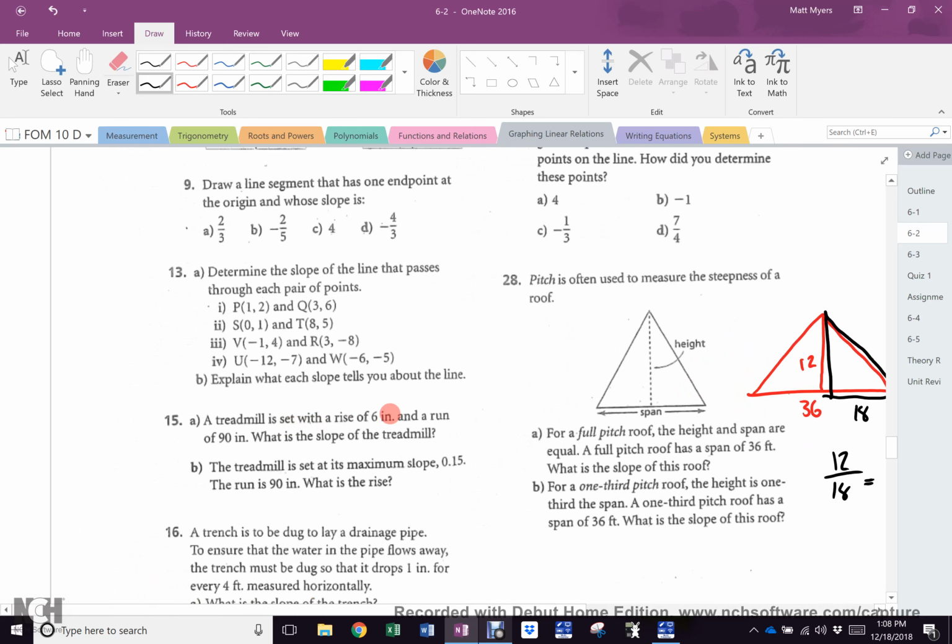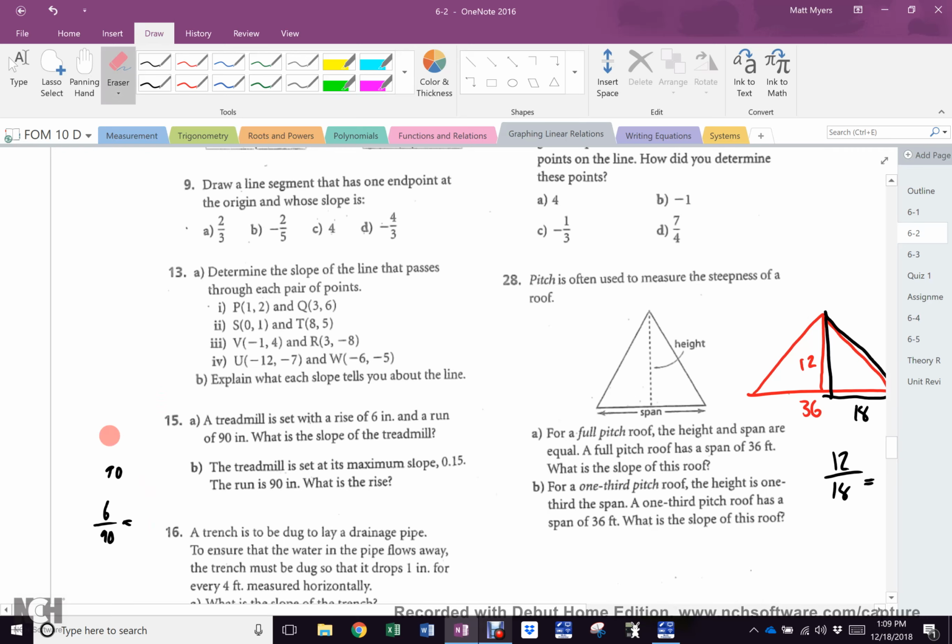Treadmill is set with a rise of 6 inches. So a treadmill has a rise of 6 inches, right? A run of 90. What's the slope? Rise over run. 6/90. Right? What number goes into 6 and 90? 6. 6 goes into 6 once and into 90 how many times? 15. So the slope is 1/15. Cool? I'm going to do B in a second when I know you're cool with A.